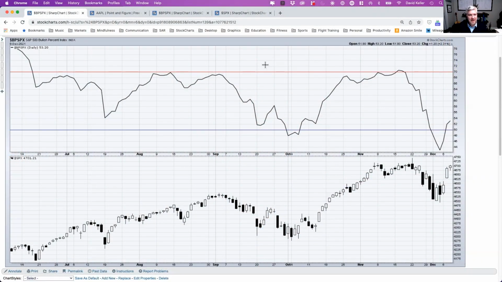Let's get to the charts. All right, so now we're looking at the S&P 500's Bullish Percent Index. You can see this indicator actually ranges from 0 to 100%. It currently just went back above 50%.